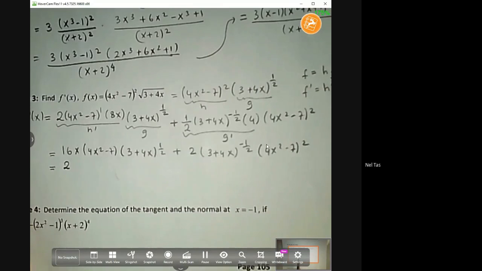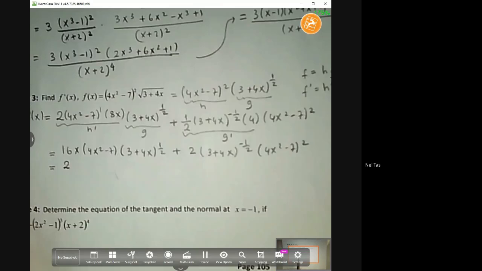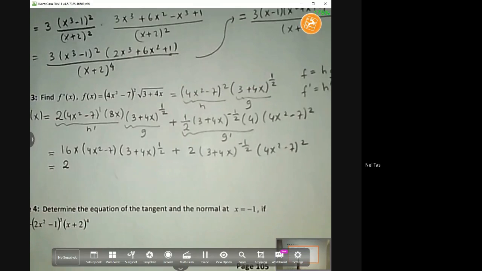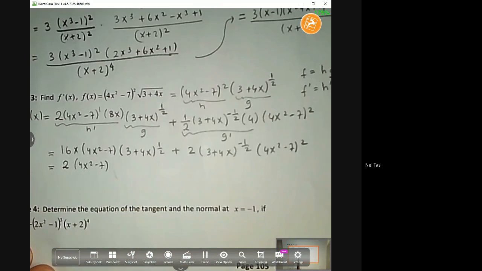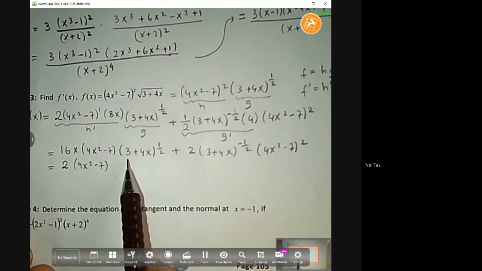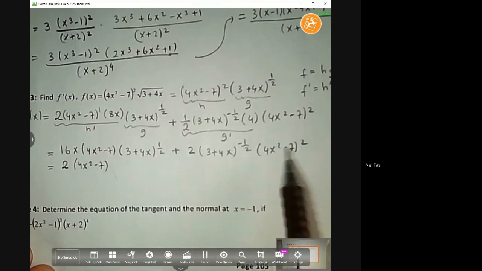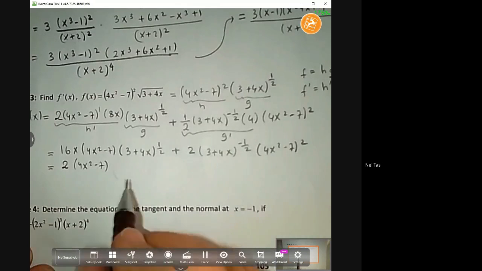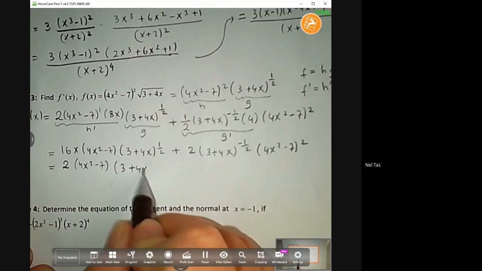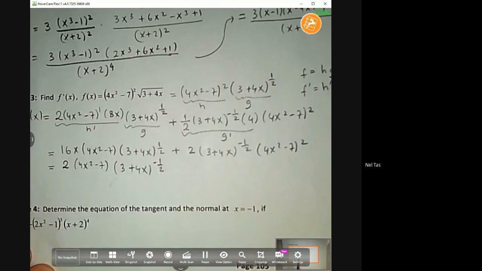So remember before chapter 2, we did a pre-chapter 2 handout, which was factoring. So when you're picking the common factor, you take the lowest exponent. So in this case, we are going to take 4x squared minus 7 to the power of 1. The other one is 3 plus 4x to the power of 1 over 2, and 3 plus 4x to the power of negative 1 over 2. The smallest exponent is negative 1 over 2. So we take that as a common factor.